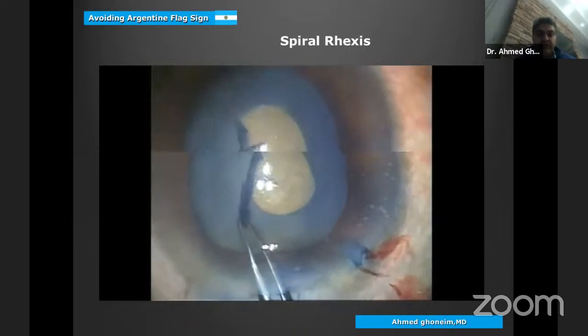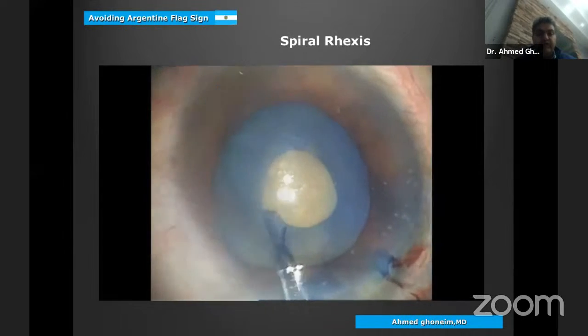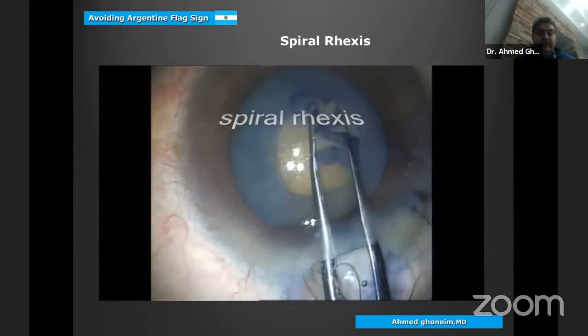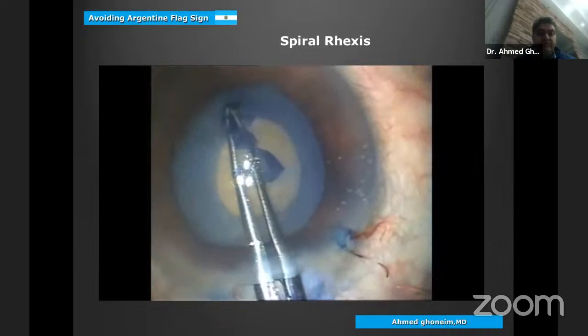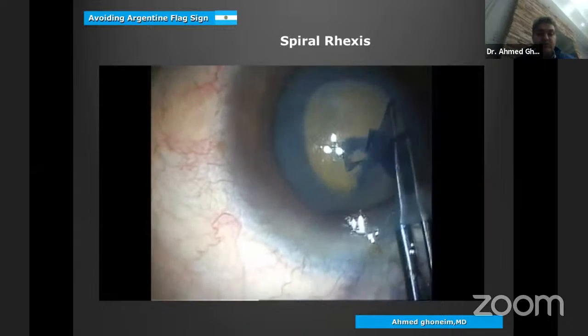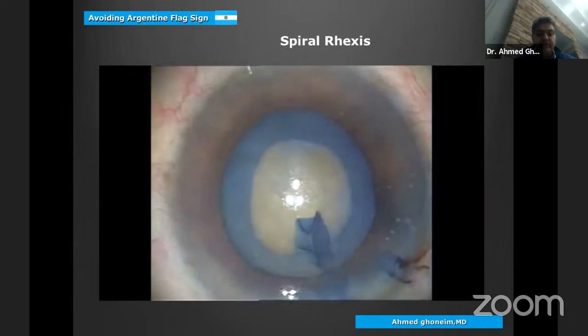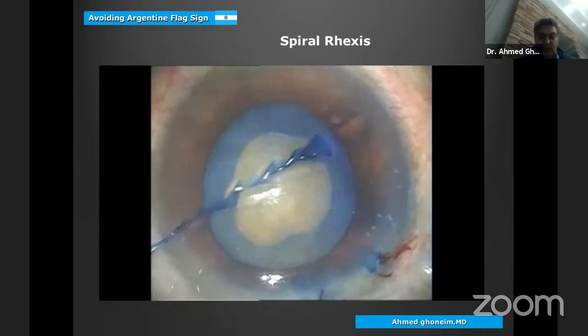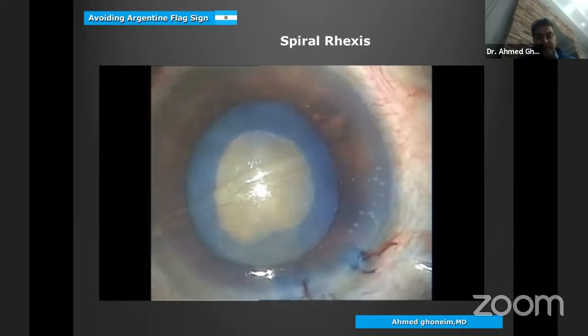If you feel that you have an extension of the rexis, you can move your hand to the center, then you can keep your rexis and enlarge it. Be careful that sometimes the edge of the rexis can roll around your rexis forceps. Then until you finish, you can take it out and get the optimal size of rexis you need.